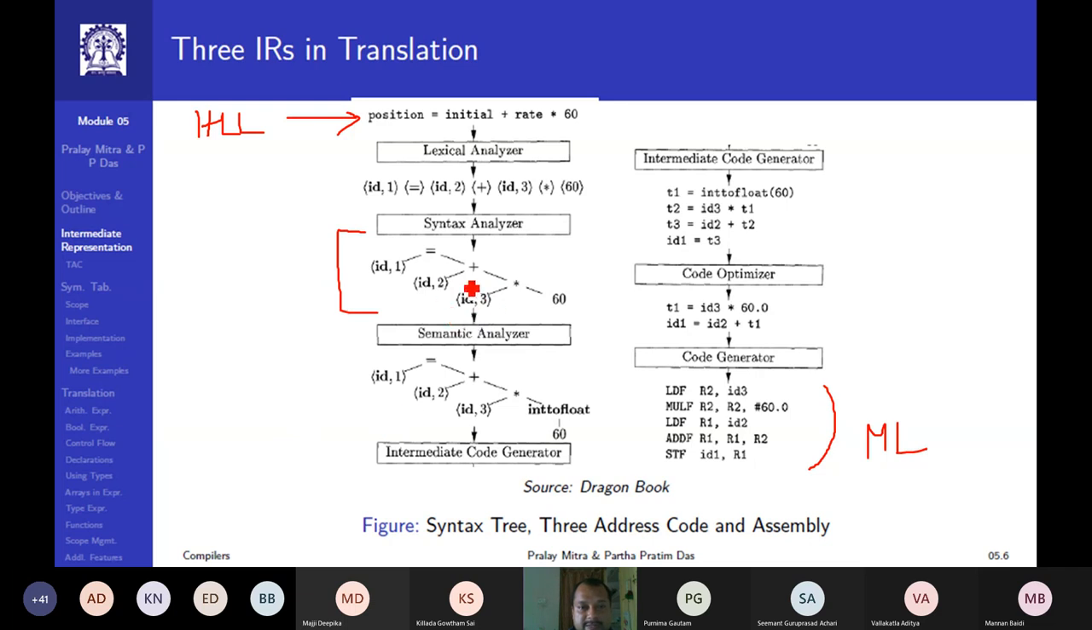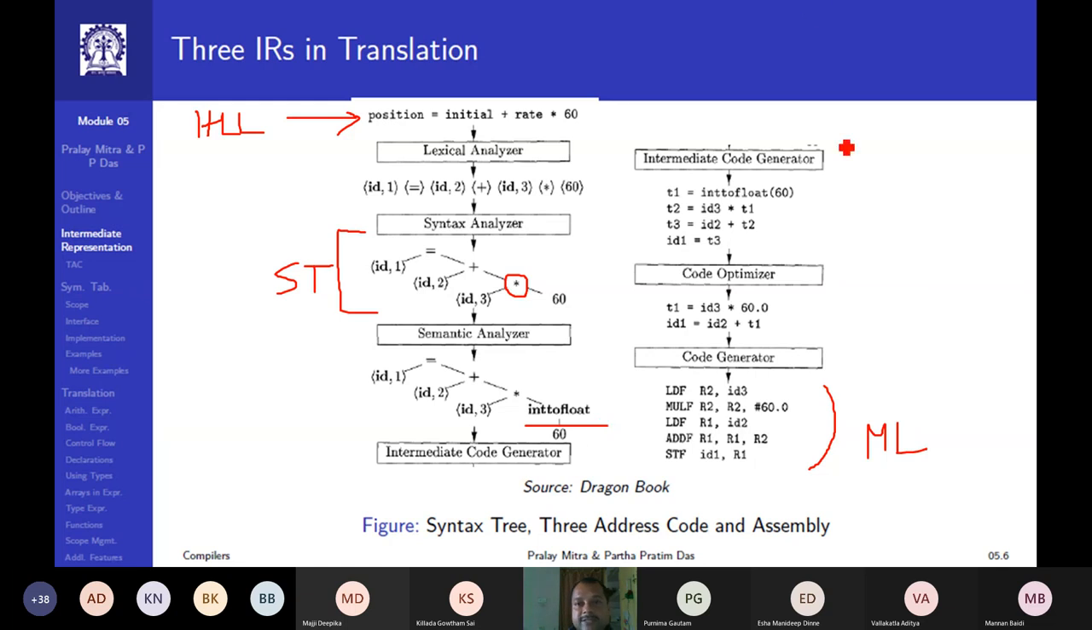Next, I will try to put some live kind of thing to the program. From this syntax tree, you see how it is changing to another tree after the semantic analysis. The change here is that it is multiplied with 60. Whether that multiplication is going to be integer multiplication or floating point multiplication is decided here, and the typecasting, int to float, is done at this semantic analysis stage.